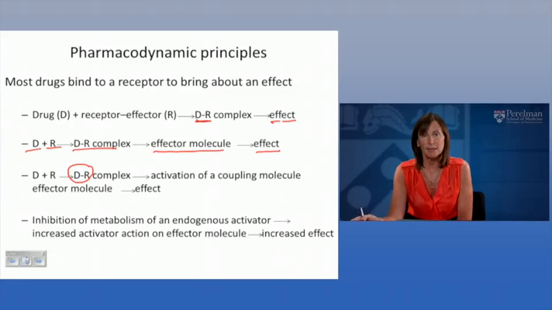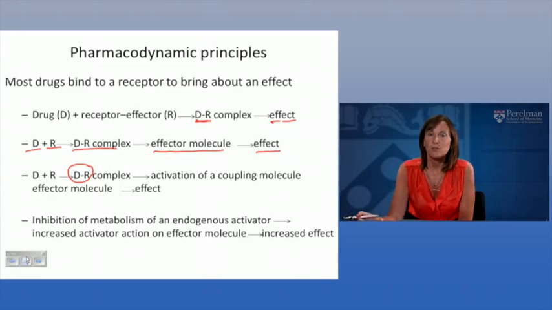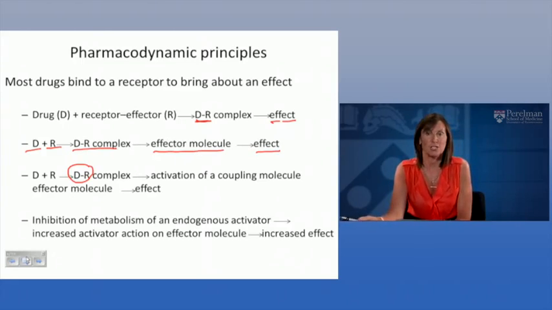It is this complexity of drug-receptor interaction that makes pharmacology sometimes challenging to understand when we're evaluating drug responses. The last example is a common example in human biology, whereby inhibition of metabolism of an endogenous activator, something that exists in each of us in humans, a naturally occurring activator. As a result of decreased breakdown of the natural or endogenous activator, there's increased activator action on the effector molecule, resulting in an increased effect.